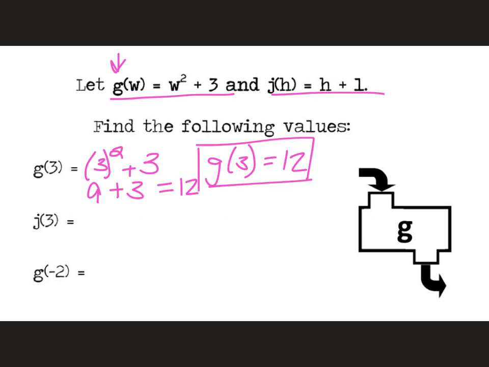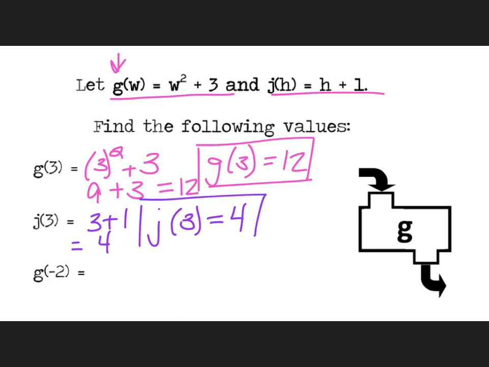Okay, now let's transition to the j. So we have j of 3. So then this would be 3 plus 1, which equals 4. So j of 3 equals 4. So that means the domain is 3 and the range is 4. Or we can say that the ordered pair is (3, 4). Remember, when we say g of w, whatever, this is the same as saying y, like in an equation.